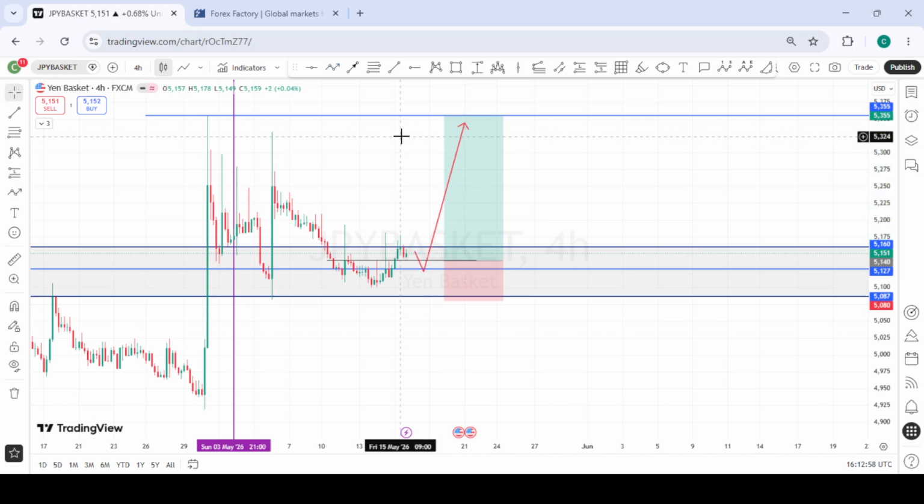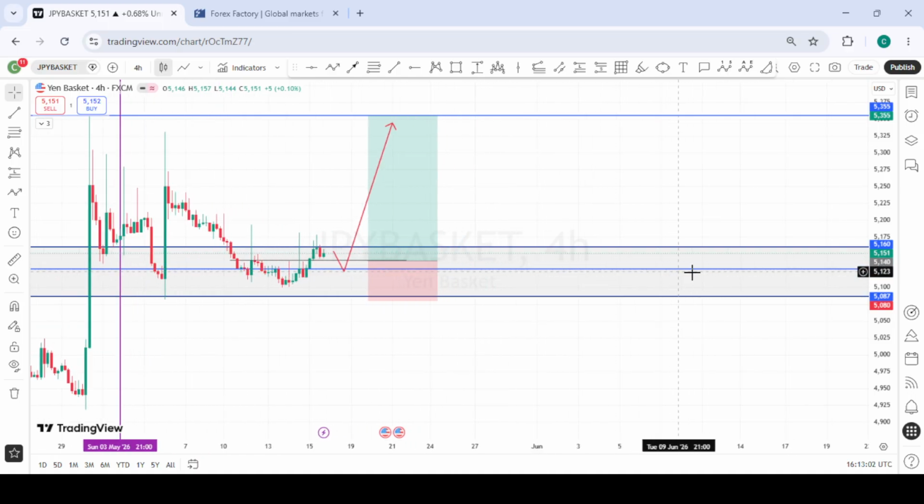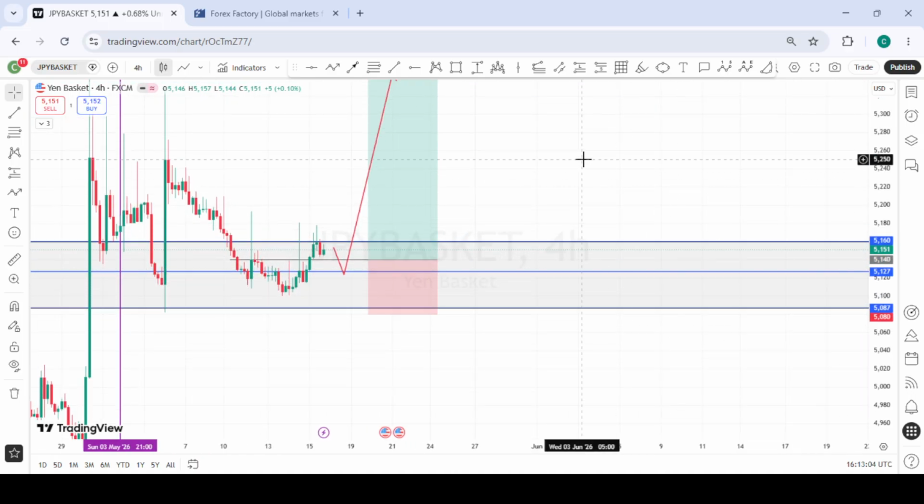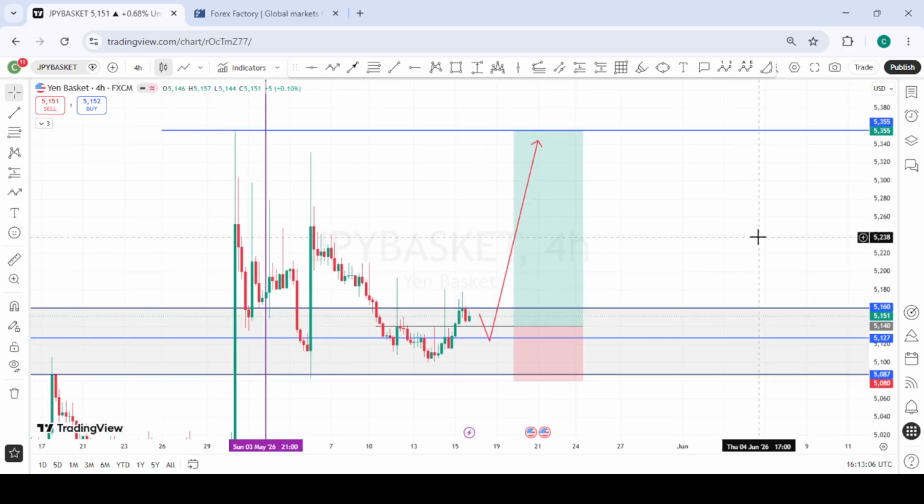Or should price retest the 4-hour structure we have here, we'll still be interested in taking the buys from there, which means on the XXX JPY pairs, we are going to see more sells than buys for the coming week.